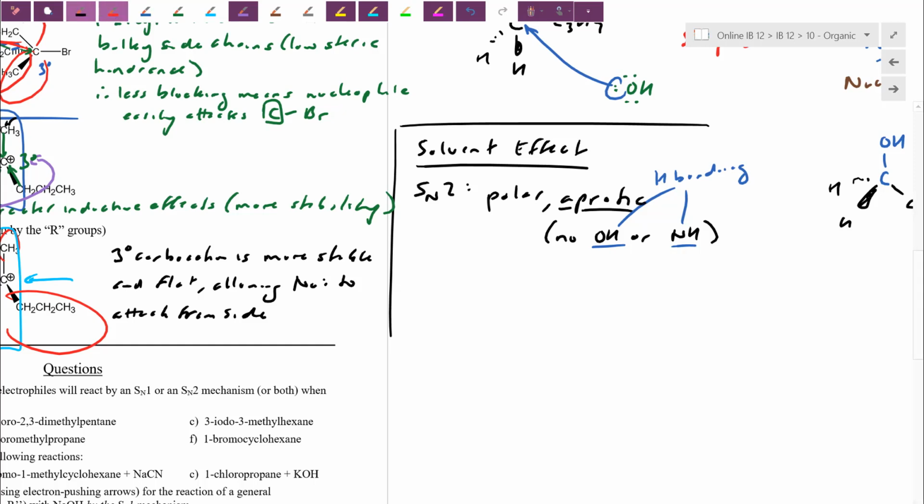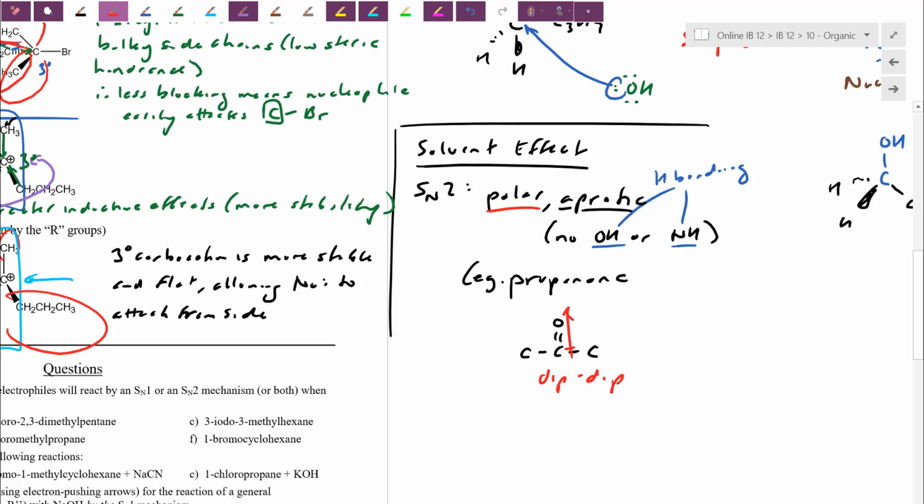I can give you some examples of them, like propanone. I can draw you the structure here. Propanone has 3 carbons, and we have a double bond like this. We do have polarity, so it's polar, but we only have dipole-dipole forces. We don't have hydrogen bonding.